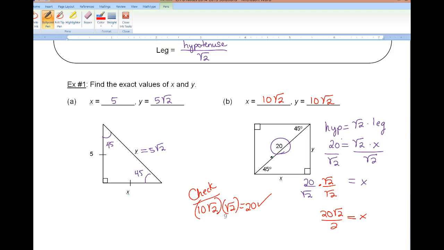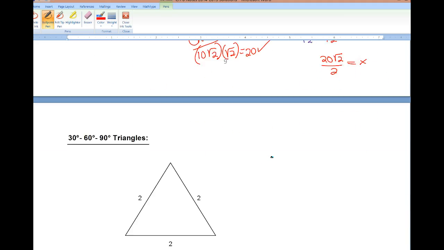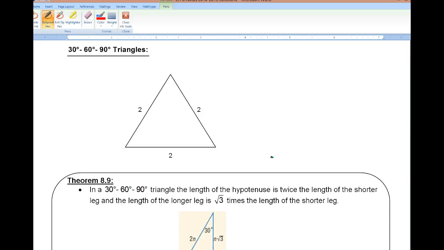So could you have just done 20 equals x root 2, then divided 20 by 2 to get 10, and that would be 10 root 2 instead of doing all that? Okay, that's what I was just saying. Anytime you have this, I could throw up a whole bunch of examples on the board. It's just knowing the pattern.